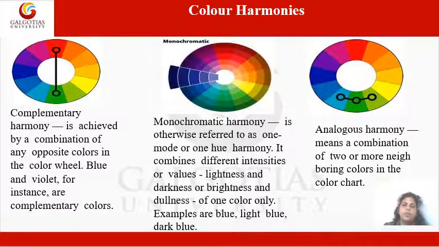Next, we talk about monochromatic harmony. It is otherwise referred to as one mode or one hue harmony. It combines different intensities or values, that is lightness and darkness, or brightness and dullness of one color only. Again, blue, light blue, dark blue. That is monochromatic, where we are moving in one direction.